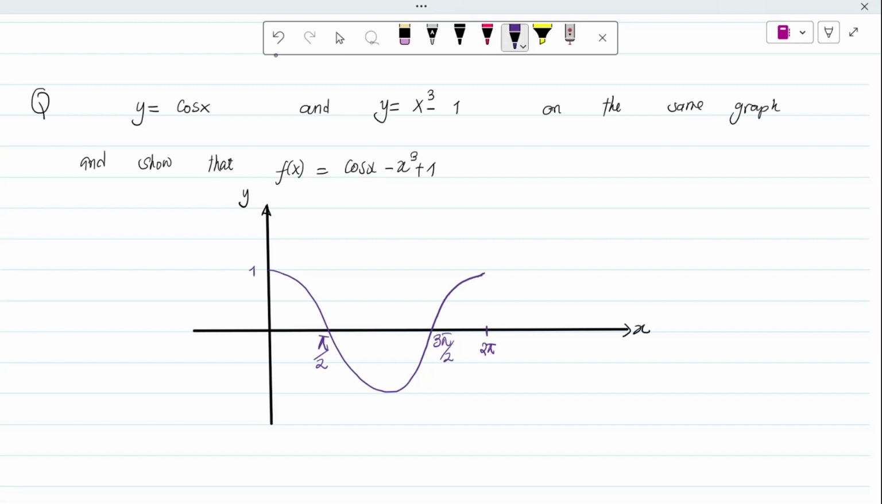And then the other function you need to sketch is y is equal to x cubed minus 1. Remember that if you have y is equal to x cubed, this guy just looks like this, right? Now minus 1 is a shift in the y-axis, 1 unit down, there's a minus here. So we are shifting this curve, so x cubed minus 1 is going to look like this on the same graph.